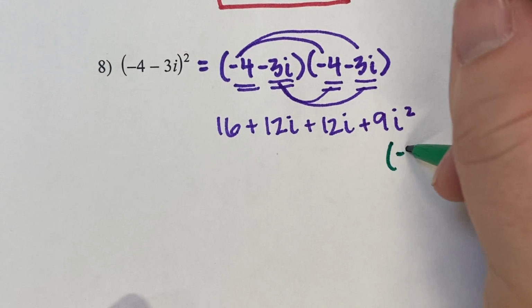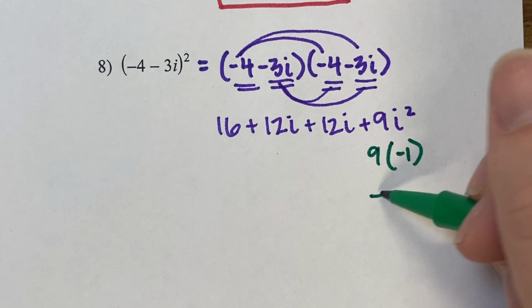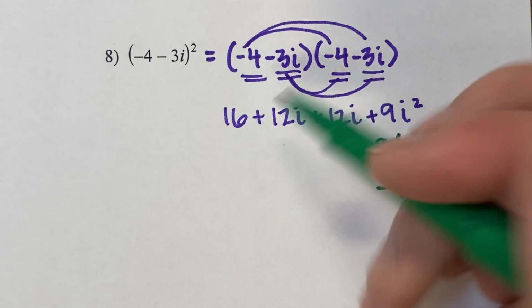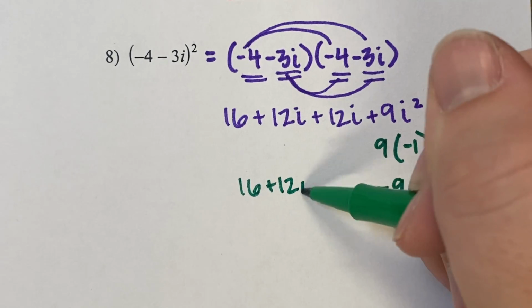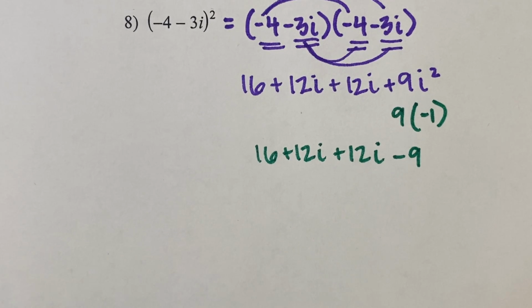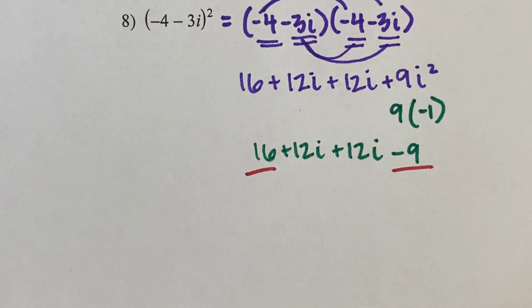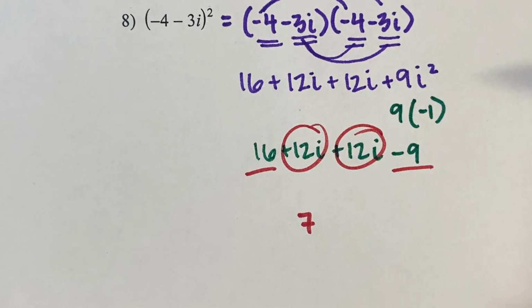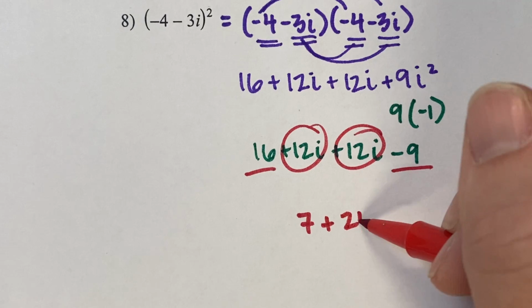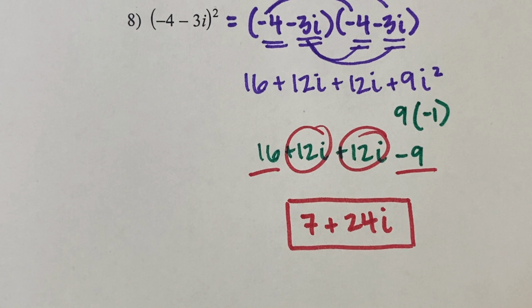Okay, well, i squared always turns into negative 1, which means this is 9 times negative 1 at the end, which turns into negative 9. Copy down the rest, 16 plus 12i plus 12i. And we can combine like terms. Do my constant, 16 minus 9 is going to give me 7. Then I have 12i plus 12i, so 12 plus 12, positive 24i. And there we go.